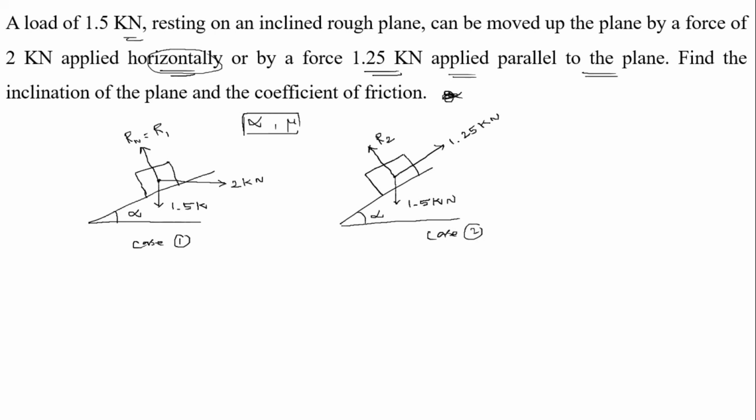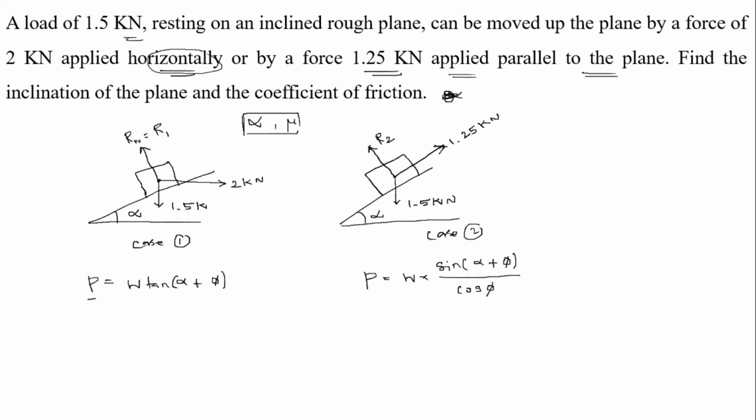We know separate formulas for these two cases. When the block is on the inclined plane and the force is acting horizontally, the primary formula is P equal to W tan of alpha plus phi. Now, when the force is acting parallel to the plane, the primary formula is P equal to W into sin of alpha plus phi divided by cos phi. So, these are the two different primary formulas for two different cases.